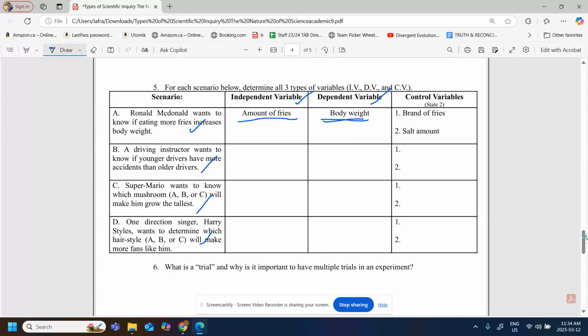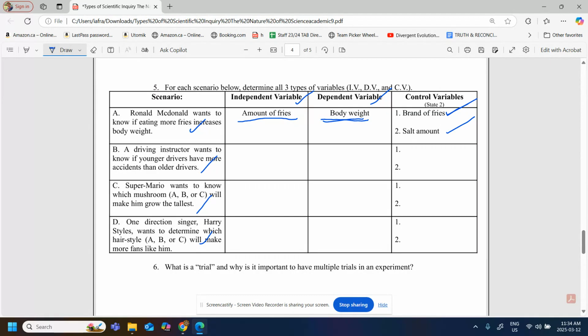And then some control variables would be, well, how much salt is there on the fries? So if they have different amounts of salt, is it the amount of fries or the amount of salt that caused the weight gain or the weight loss? The brand of fries: if they have different amounts of fries, but one group has McDonald's, one group has Burger King, and one group has homemade fries baked in the oven, will that affect the body weight gain instead? So you have to make sure those are kept the same.